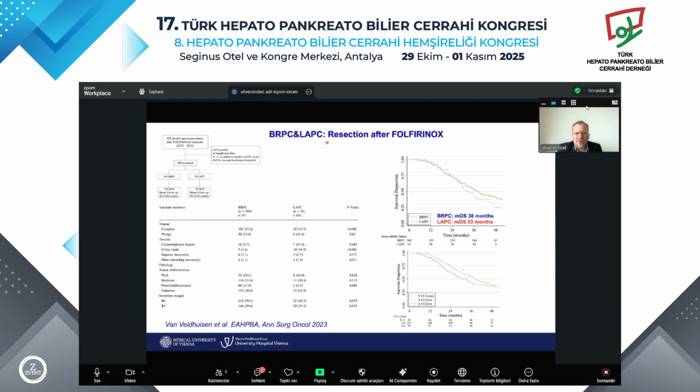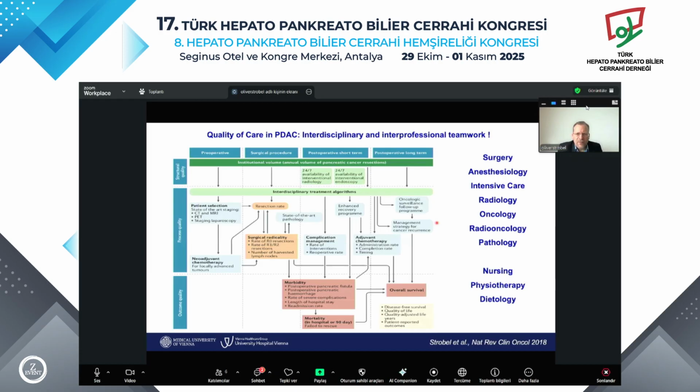Talking about outcomes in locally advanced pancreatic cancer, we can expect 33 months after neoadjuvant therapy, and then after resection, 33 months from resection. Of course, it's not only about surgery. I now only talked about surgery, but it's about interdisciplinary care, and therefore this is also only something for centers.